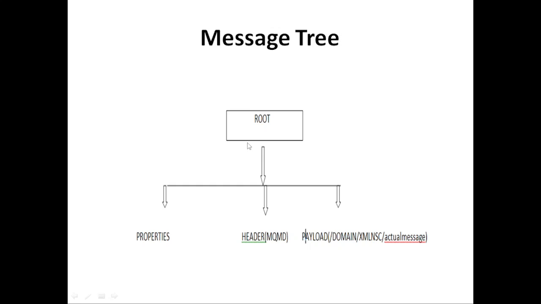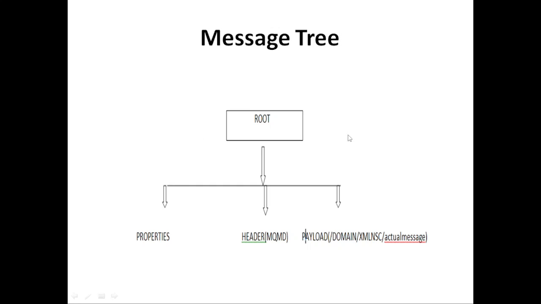So the root is called the parent, and the properties, header, and payload are called the children of the root. What does child of the root or parent mean? All these things will be used while we design. The child, the next sibling, and the previous sibling are all things we are going to use while writing the ESQL code, so just concentrate on them.